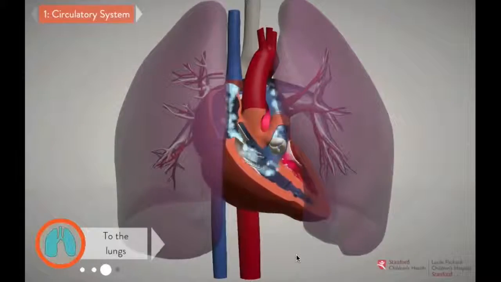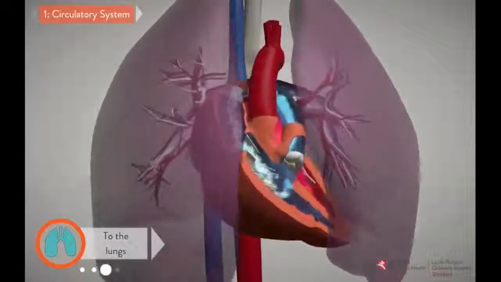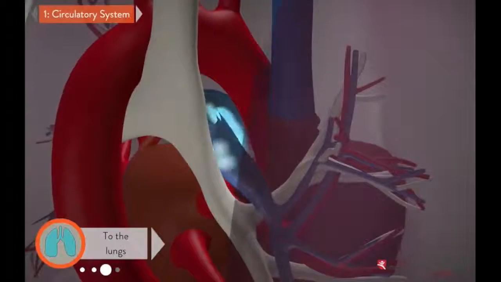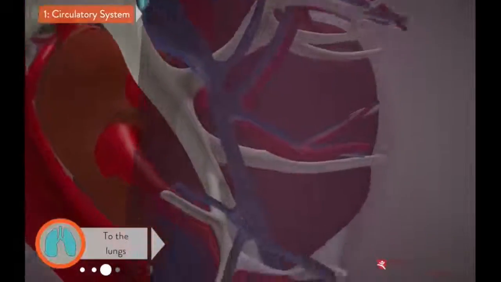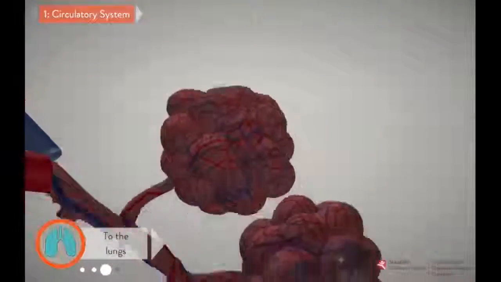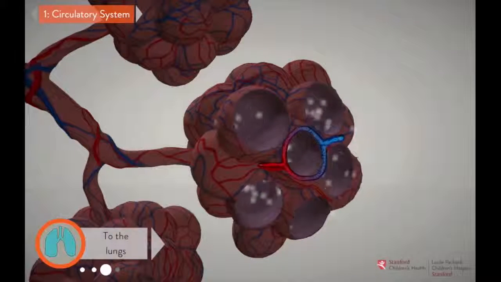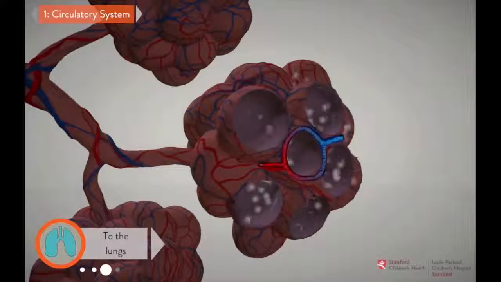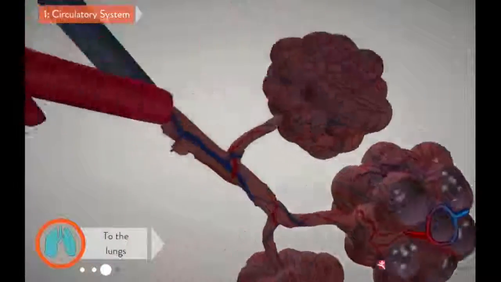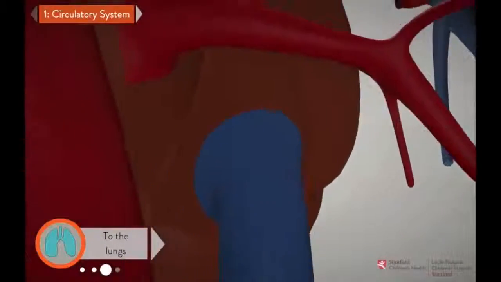The right side of the heart is in charge of pumping the blue, deoxygenated blood to the lungs, where it flows into very tiny vessels that allow the blood to absorb oxygen from the air we breathe. That blood becomes oxygenated, which we show as red, and travels back to the left side of the heart to get pumped out to the body.